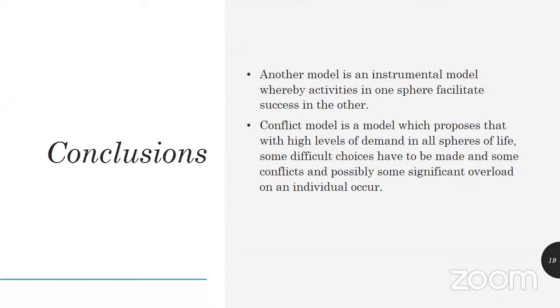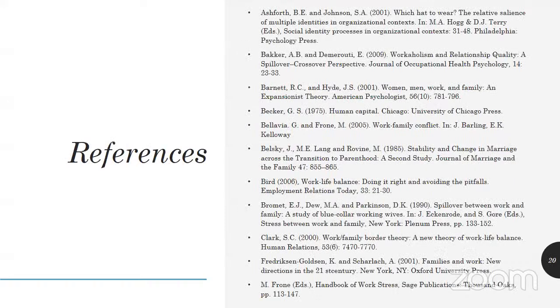Another model is the instrumental model, whereby activities in one sphere facilitate success in the other. The conflict model proposes that with high levels of demand in all spheres of life, some difficult choices have to be made, and some conflict and possibly some significant overload on an individual may occur.